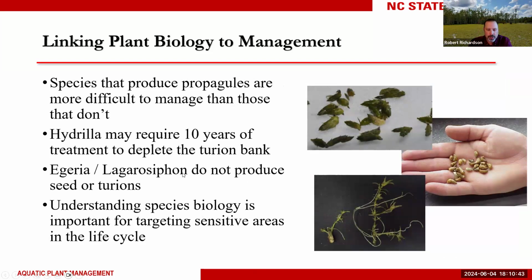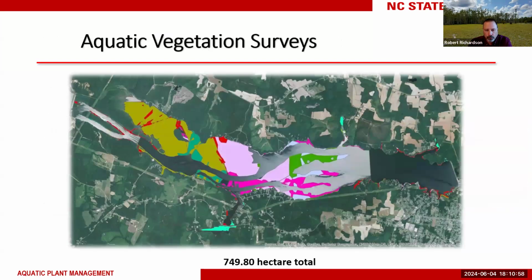There are a few other species that don't produce seed or turions, and they're much easier to manage than either hydrilla or Eurasian water milfoil. So understanding species biology is very important for targeting sensitive times during the plant's growth cycle.